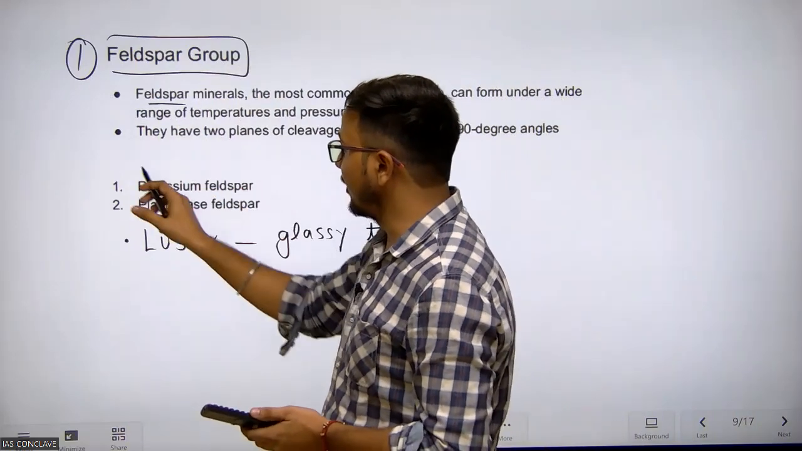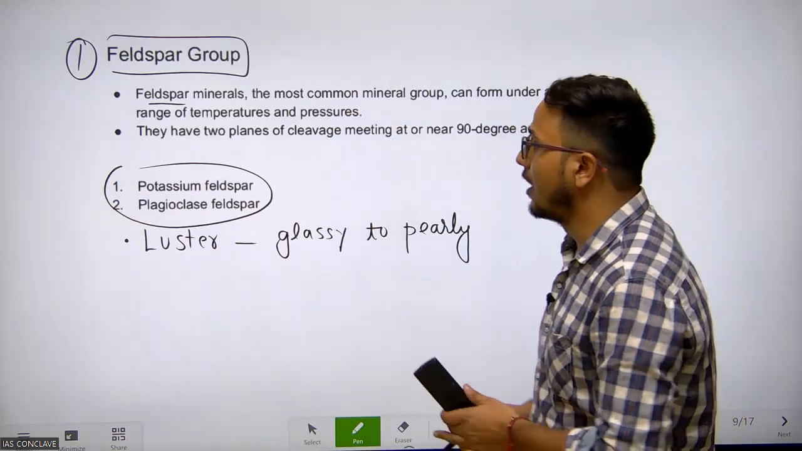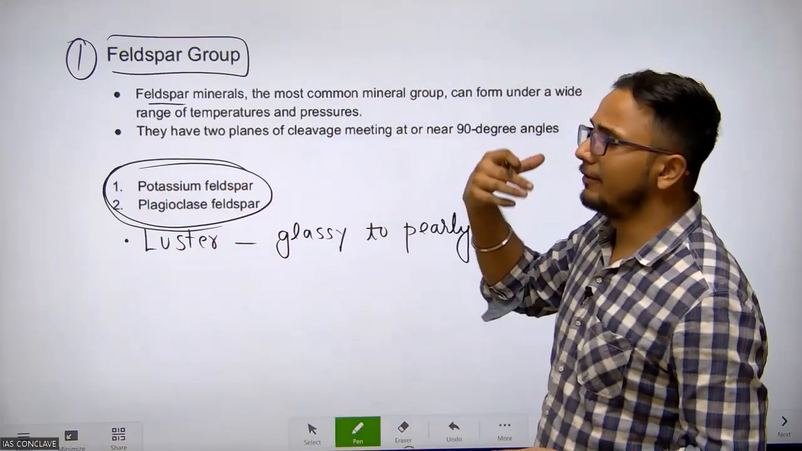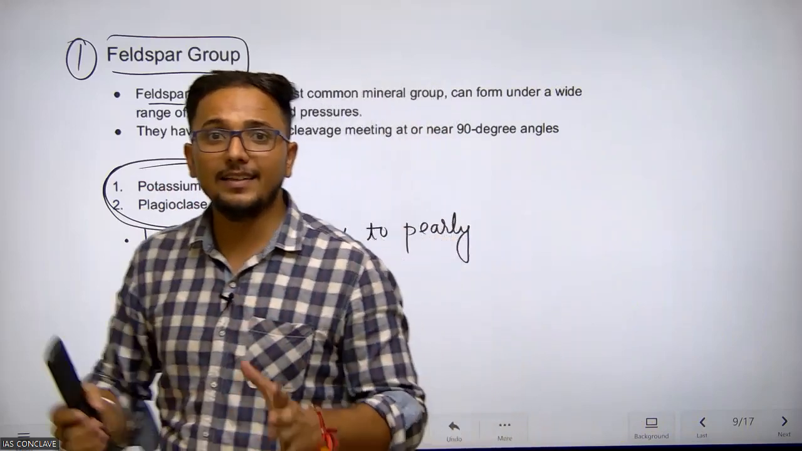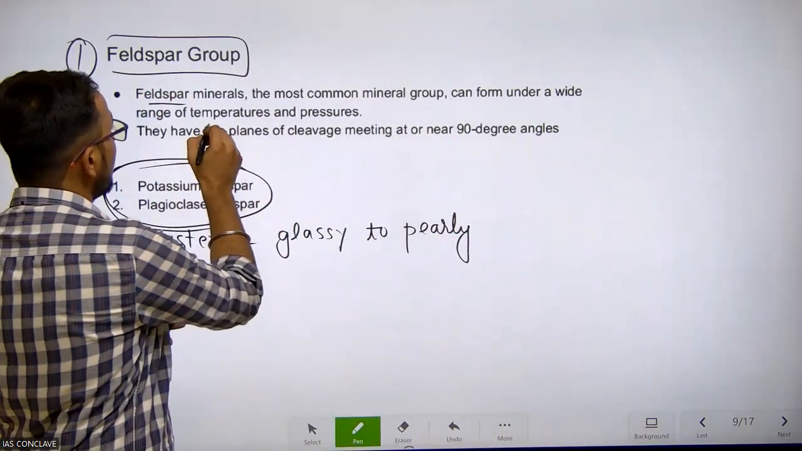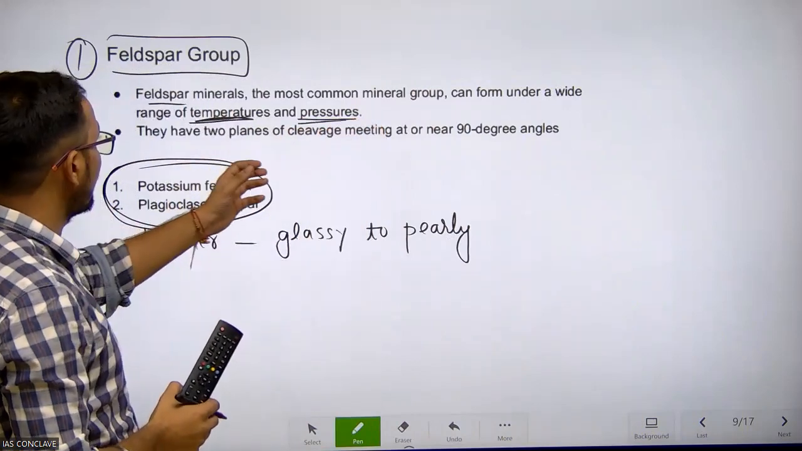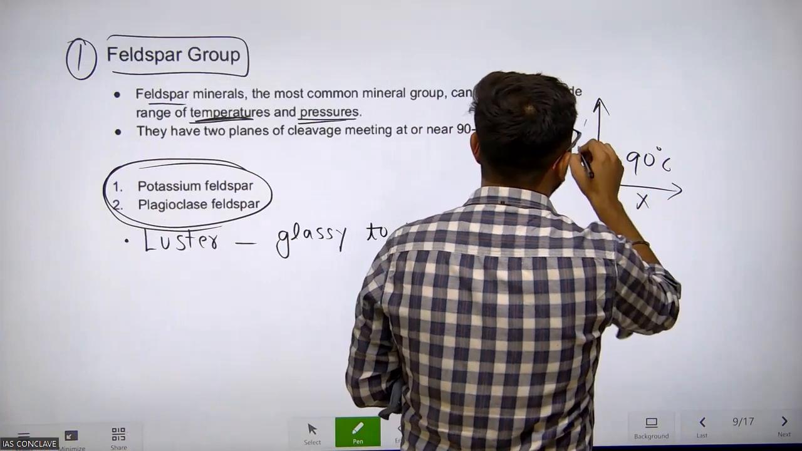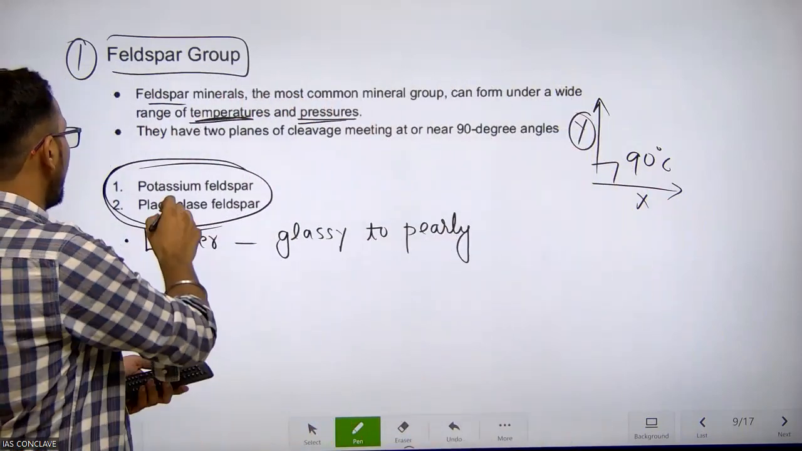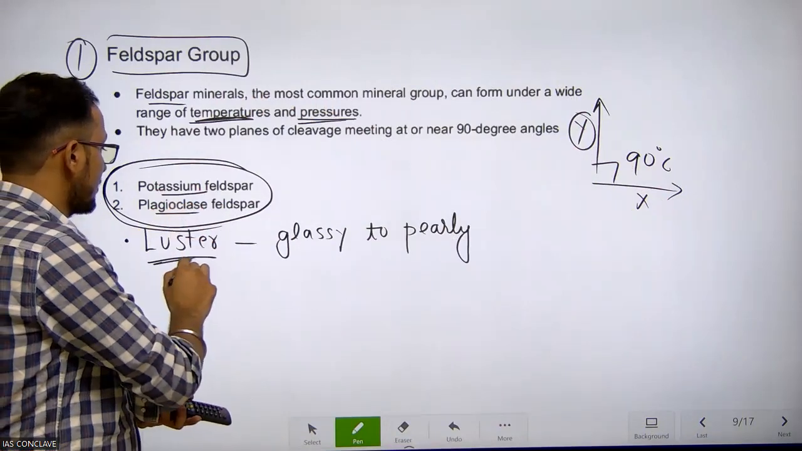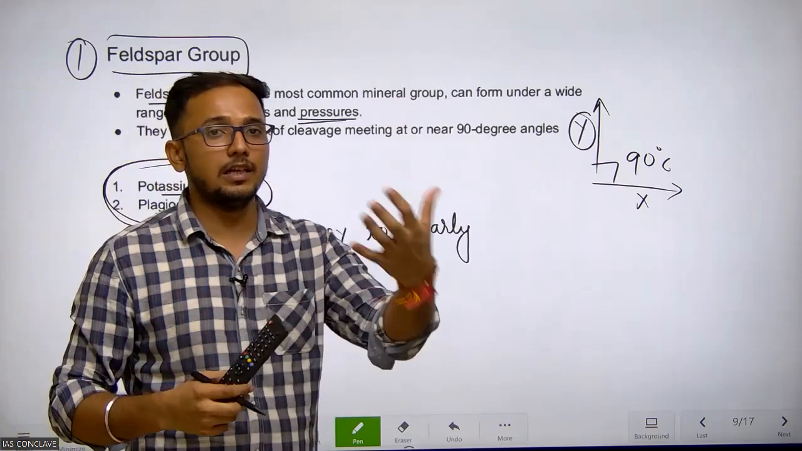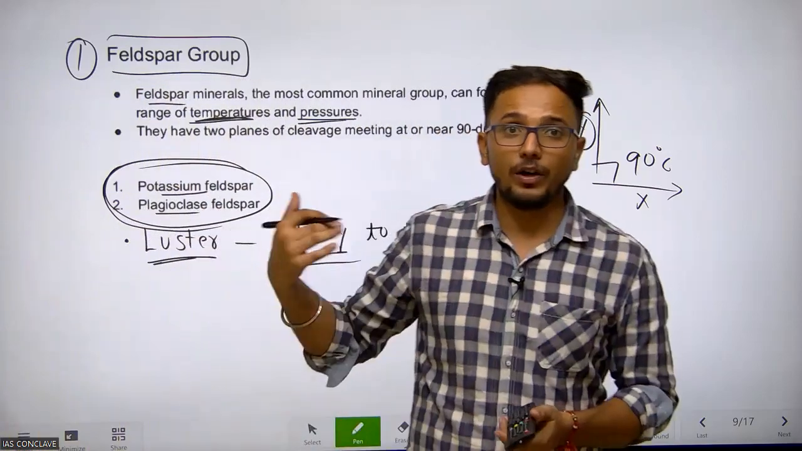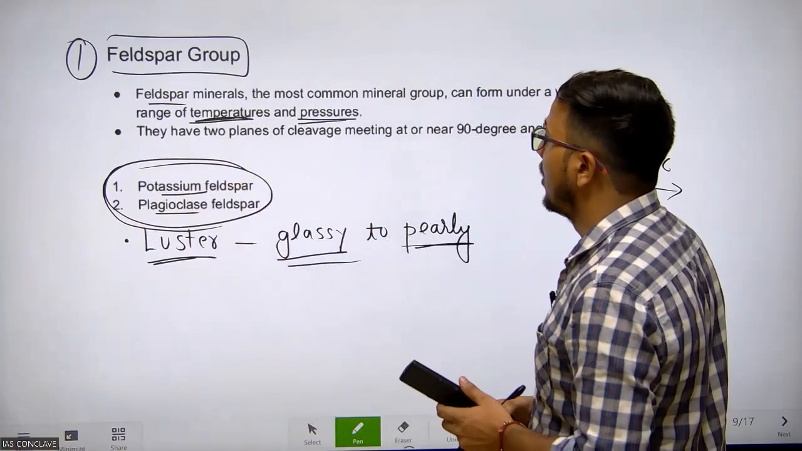In the feldspar group, you will find two types of feldspar, potassium feldspar and plagioclase feldspar. They have a great variety, because they crystallize under a wide range of temperature and pressure. They have two planes of cleavage at 90 degrees, on the X and Y axis. And they have a luster. Luster means the appearance, how they appear and how they behave with light. They have a glassy to pearly luster, because we have also covered these mineral properties. You can refer to our YouTube channel for these properties.